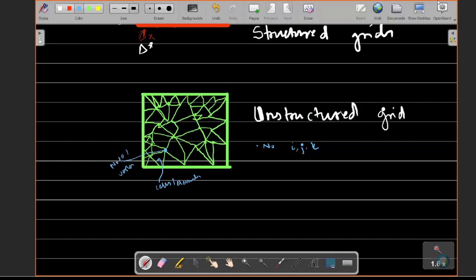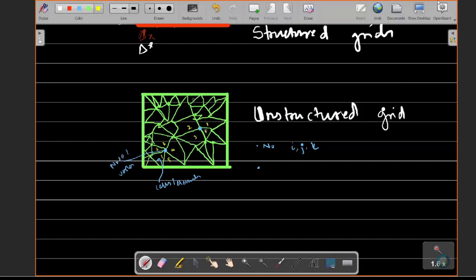Other thing is, for this case, how many neighbors are there? If I have to count: one neighbor, second neighbor, third neighbor, fourth neighbor, fifth neighbor. Now let us test it for any other element. Say this element. How many neighbors are there? One, 2, 3, and 4.